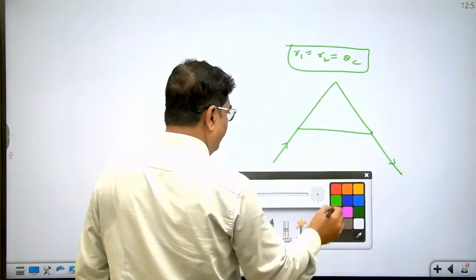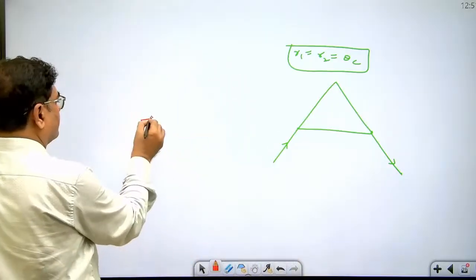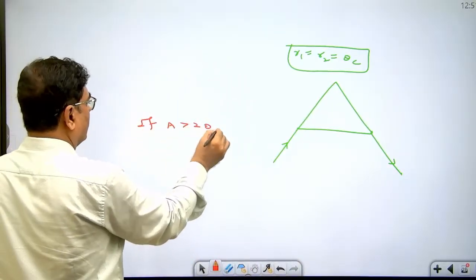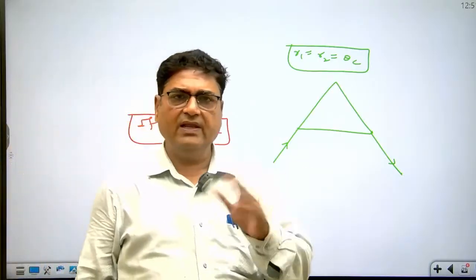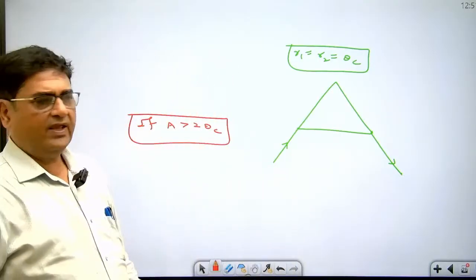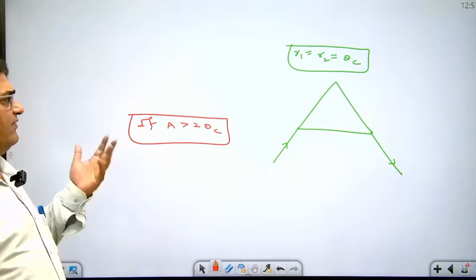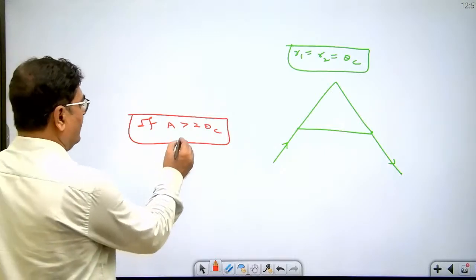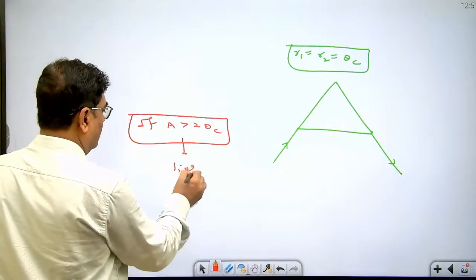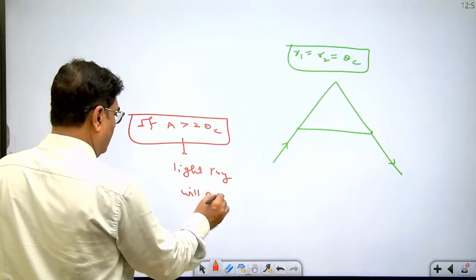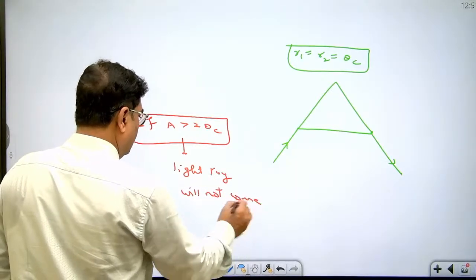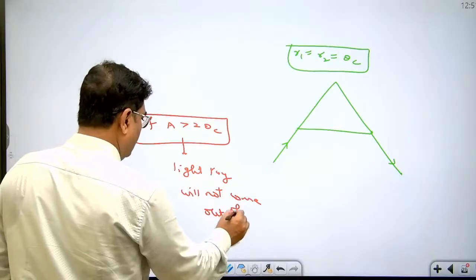So dear student, in any case, if A becomes greater than 2 theta C, once the light ray enters the prism, it will never come out of the prism. If A is greater than 2 theta C, the light ray will not come out of the prism.